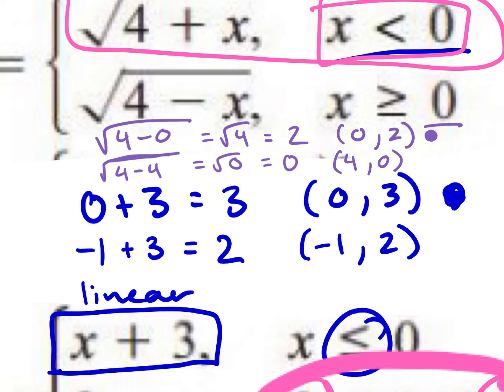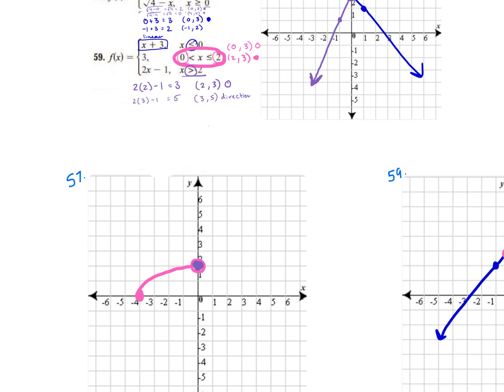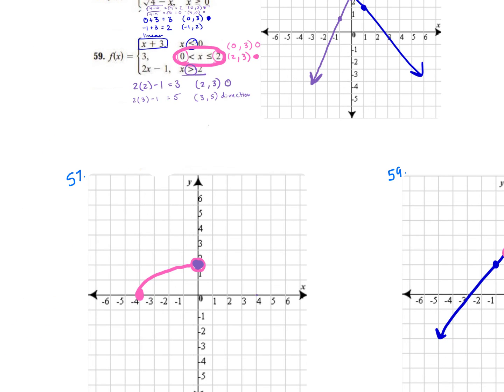Do you think it'll be an open circle or a closed circle here? Closed circle, because we can plug in 4. 4 is included here. We can evaluate it and get the square root of 0, which is 0. So I'm going to have a closed circle here. So I'm going to go to the right 4, stay on 0, put a point there. And again, my square root graph is curved, so it'll look like that.